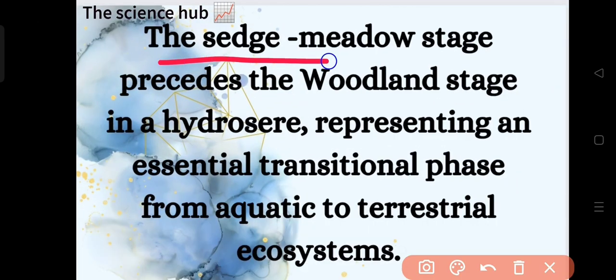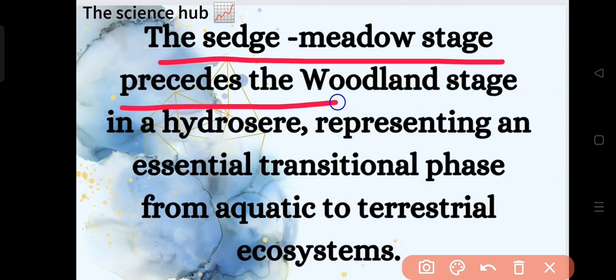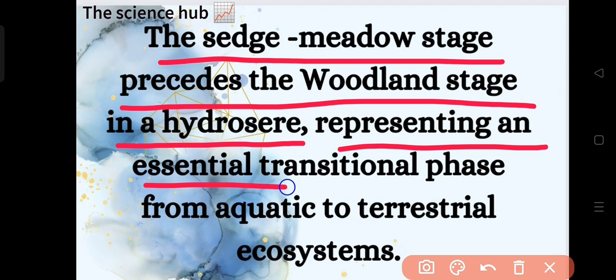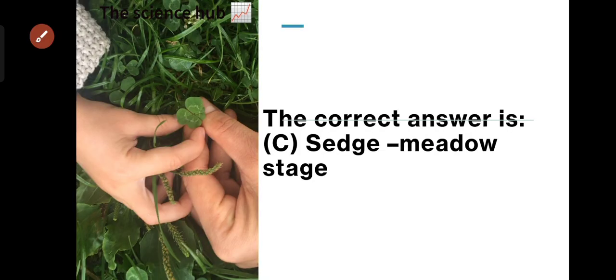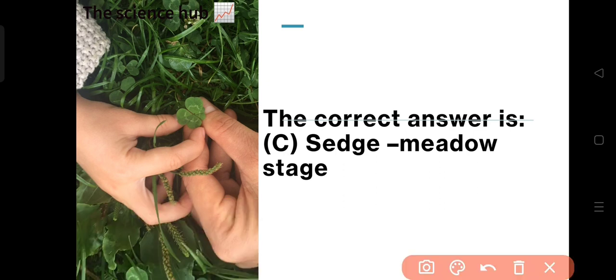The sedge meadow stage precedes the woodland stage in a hydrosere, representing an essential transitional phase from aquatic to terrestrial ecosystem. So from this explanation we got to know that our correct answer is sedge meadow stage, that is option C.